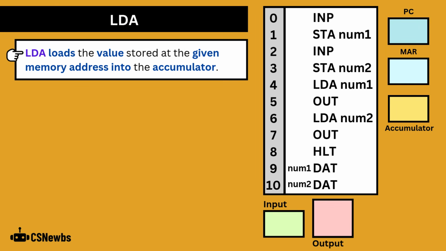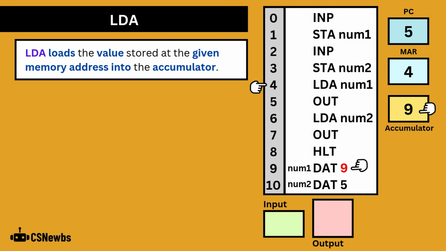Now we'll look at LDA. LDA loads the value stored at the given memory address into the accumulator. This program here will input two numbers, then output them in the order that they were input. First, we will input a number. Let's choose 9, which goes into the accumulator. 9 is stored in the address with the label num1. Now we'll input another number. Let's choose 5. 5 is copied from the accumulator and stored in the address with the label num2.